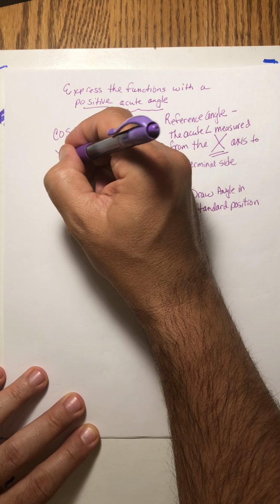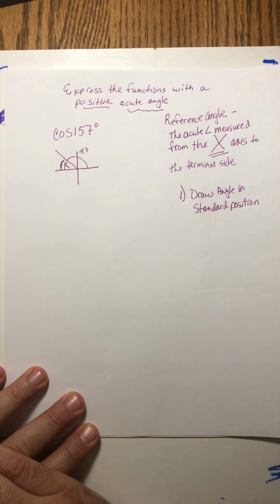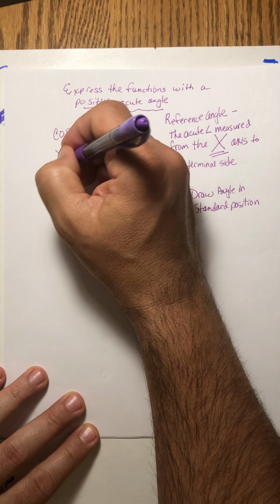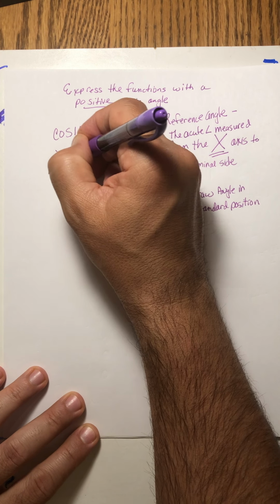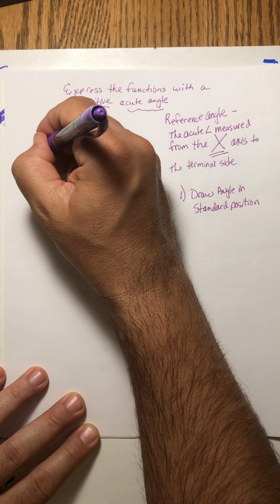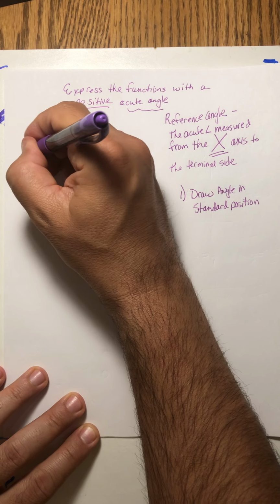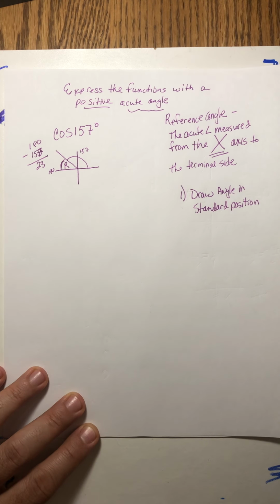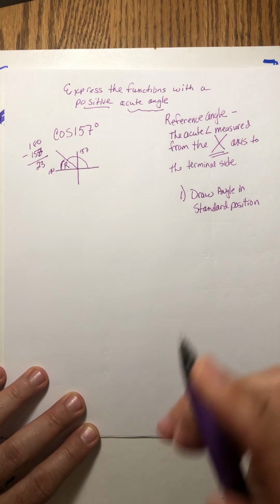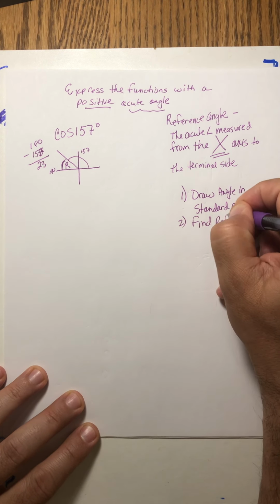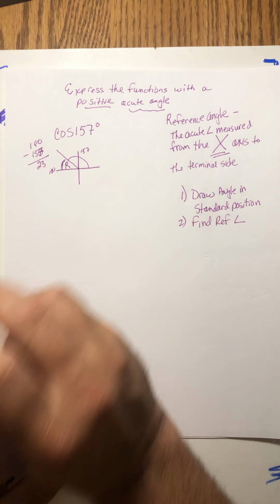This right here is the reference angle. In order to find that reference angle, we subtract from 180 degrees, because this is 180, half a circle, a straight line. So 180 minus 157 gives us 23 degrees. Okay, so number two, find the reference angle. We did 23 degrees.